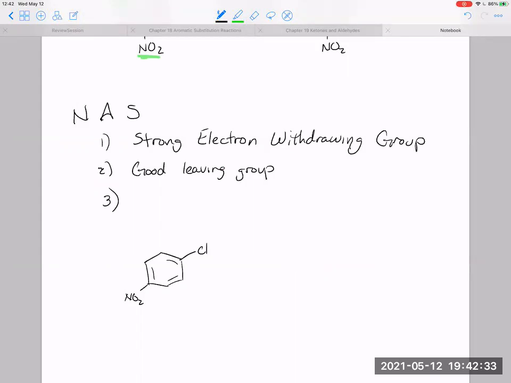And then importantly also, the orientation of these 2 groups has to be ortho-para. And then what would happen is if I took some nucleophile and reacted it with a compound that had all these three rules, you would just get a substitution of that nucleophile for that leaving group. Okay, so in this case, if I use sodium hydroxide or something like that, I would get that compound there.